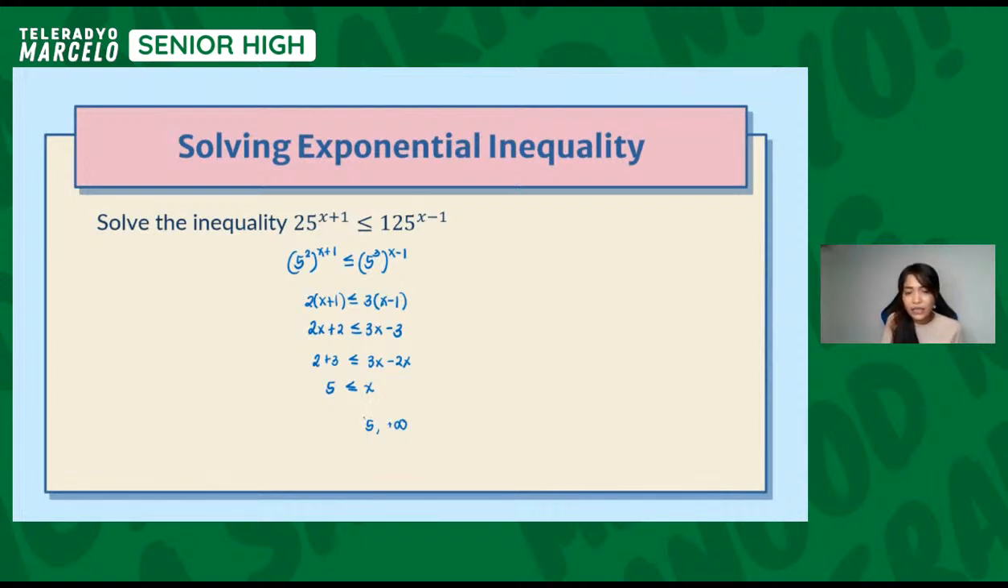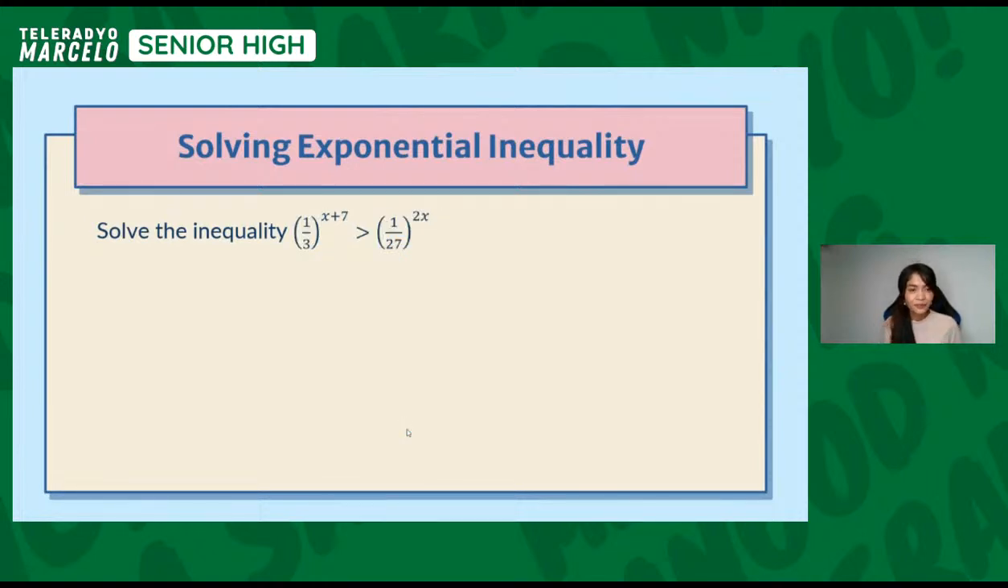So, is 5 included in our solution? Yes, it is included since we are assuming na yung value ng x ay greater than or equal to 5. So, in that case, we will use a brace. And for the infinite value, we will use a parenthesis. So, that is the solution for this inequality. Now let's move on to our next example.